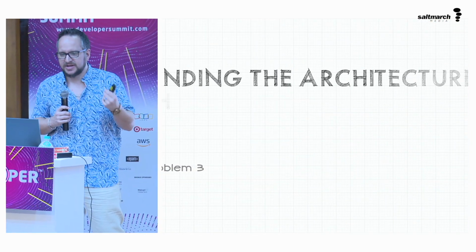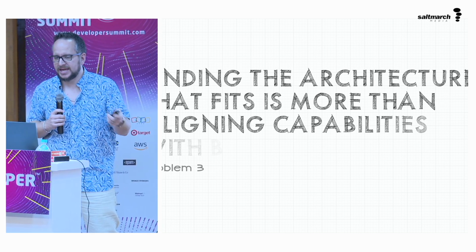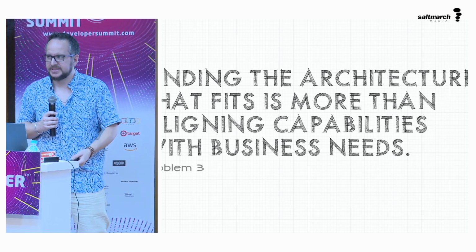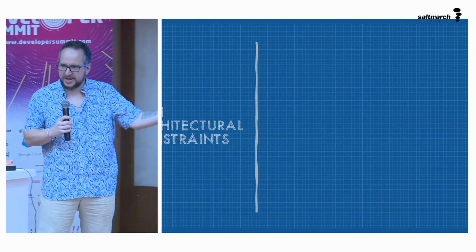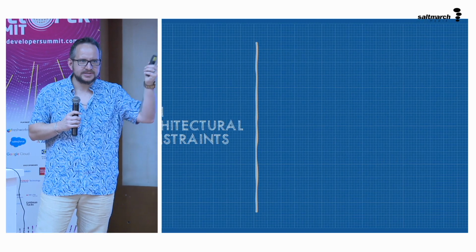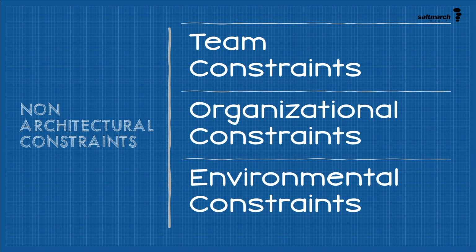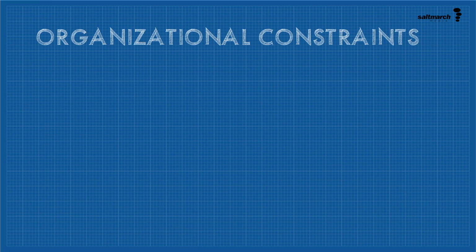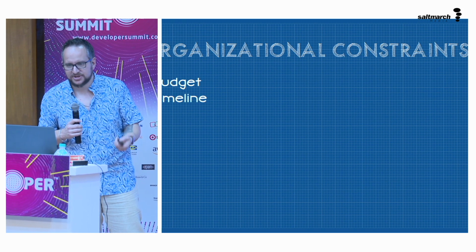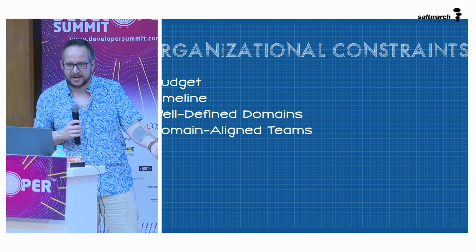So finding an architecture that fits is more than just aligning capabilities with the business needs. We have to think about the non-architectural constraints. And now we can start to connect these. What does this constraint require from the team, the organization, or the environment? Team constraints can be things like skill and maturity, automation, priorities, hierarchy. Organization can be budget, timeline, well-defined domains, domain-aligned teams.